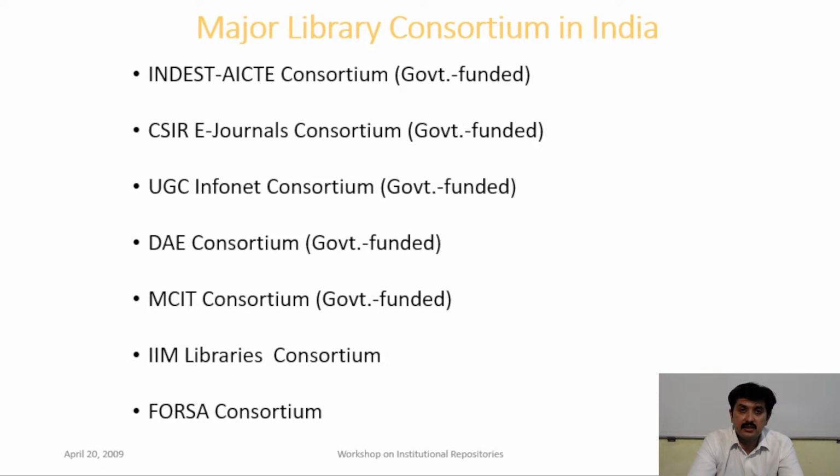AICT and INDEST, this is a government funded project or government funded body. Then CSIR e-journal consortium, then UGC Infonet consortium, then DAE consortium, MCIT consortium, IIM Libraries consortium and Forza consortium. These are some of the prominent consortium bodies in India. Some of them seek nominal registration fee and access fee to facilitate the original author. Some of them distribute e-resources free of cost. You will have to read the terms and conditions of each consortium body.